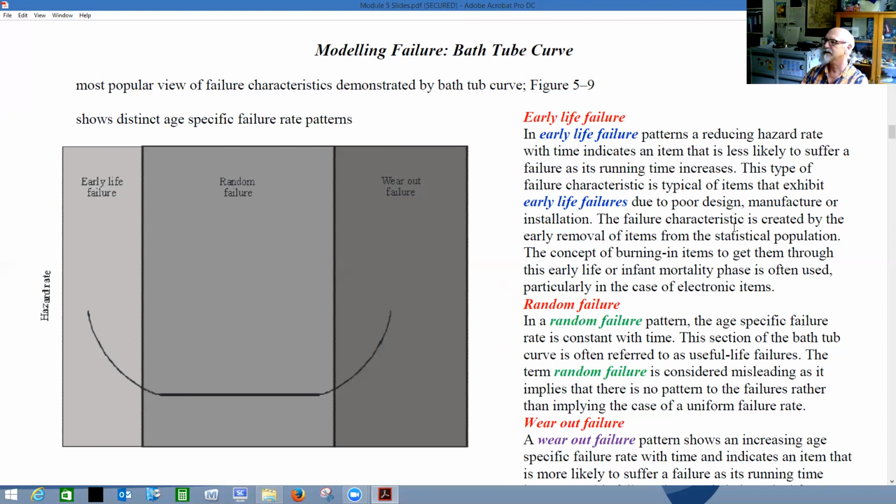So let's look at those characteristics a little bit more. The early life failure pattern is a reducing hazard rate with time, which indicates an item that's less likely to suffer a failure as its running time increases. This type of failure characteristic is typical of items that exhibit early life failures due to poor design, manufacture, or installation. The failure characteristic is created by early removal of the item from the statistical population. In other words, it basically falls apart and doesn't stay long in that statistical population. It doesn't last long. The concept of burning in items to get them through this early life or infant mortality phase is often used, particularly in the case of electronic items.